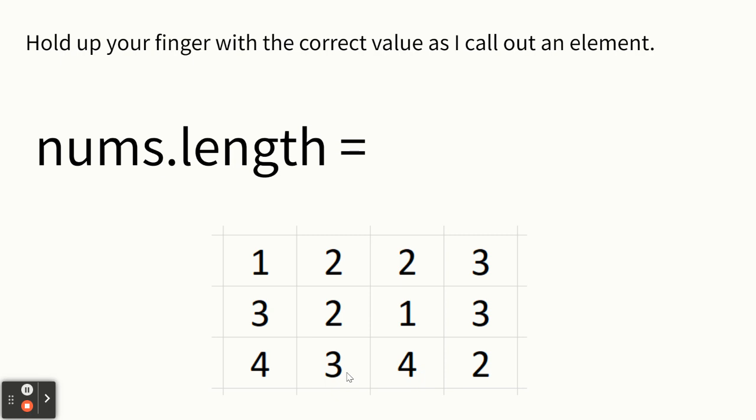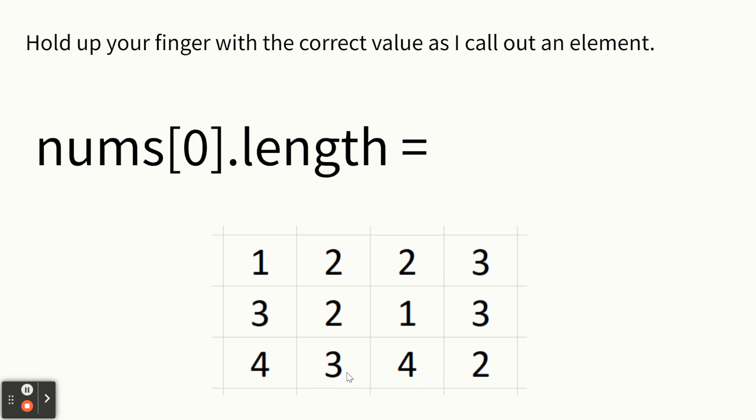What's the length if I do nums.length? No, it's not 12. Length is not 4. Everybody, length is 3. Remember, it's the number of rows. Now, this one says get the first row and tell me how long it is. And that's how many columns there are, which is 4.